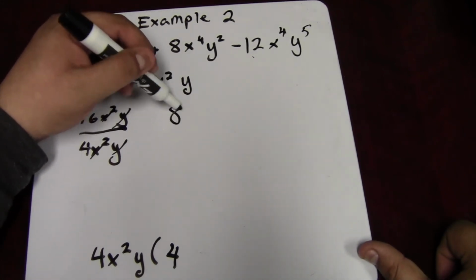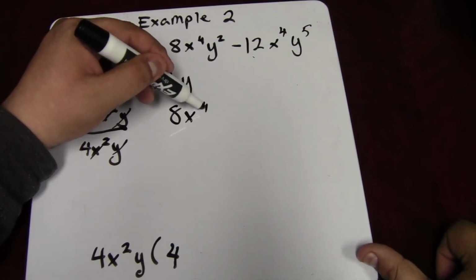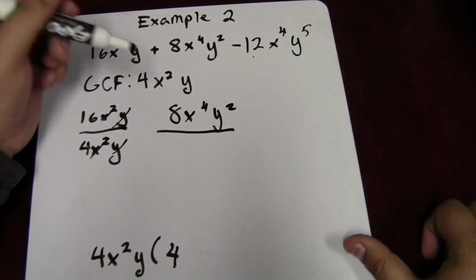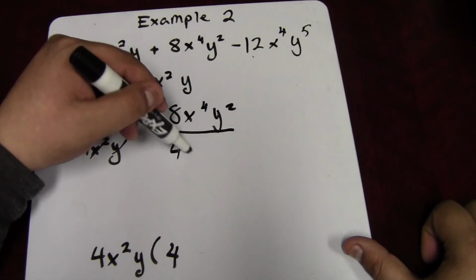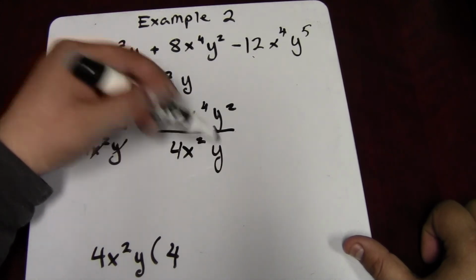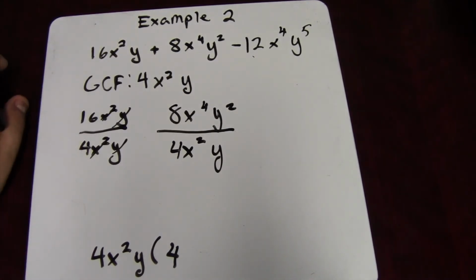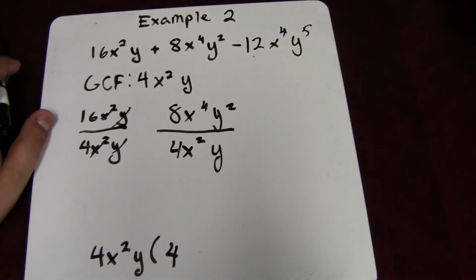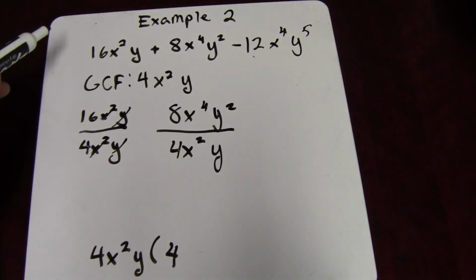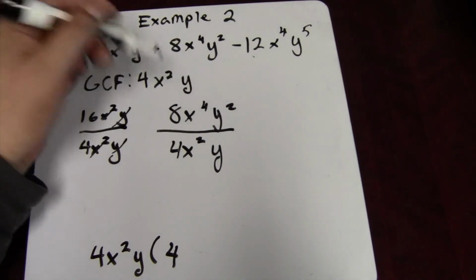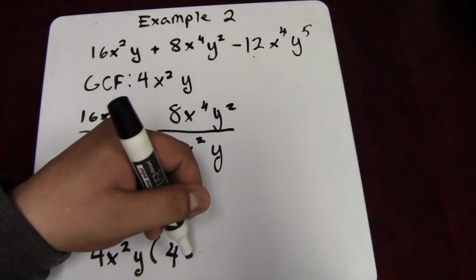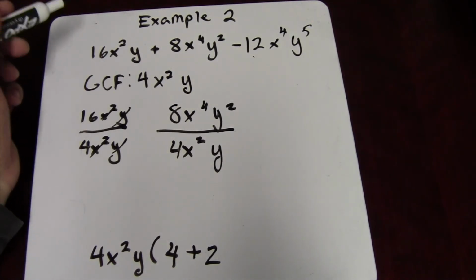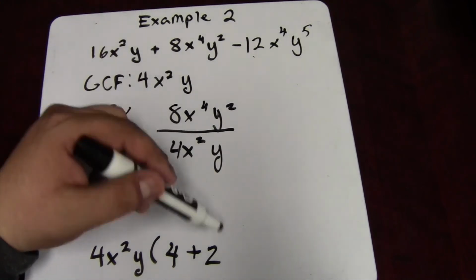Next, we have this one. We're taking the 8x to the fourth y squared, which is this term here, and then we're dividing this by the GCF, which is down here. The 8 divided by 4, this is going to give us 2. So notice I'm just writing it here now. It's the same thing as we did in the last example.